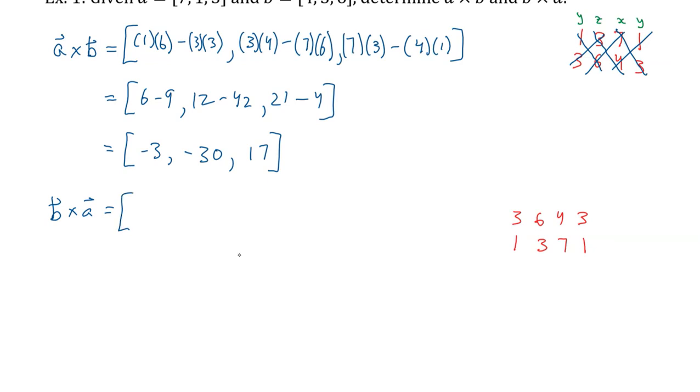So 3 times 3 is 9. 6 times 1 is 6, so 9 minus 6. Some of you that are paying attention and observant are noticing kind of what's happening here, like there's sort of a pattern between A cross B and B cross A. 6 times 7 is 42. 4 times 3 is 12, so 42 minus 12. 4 minus 21.